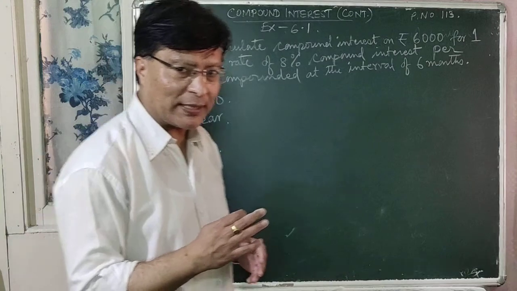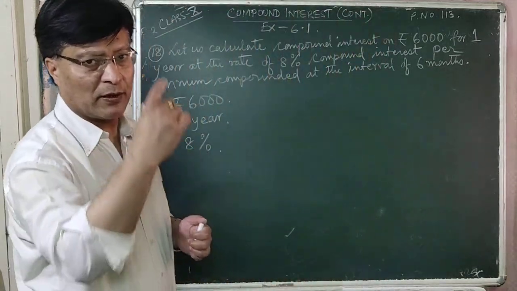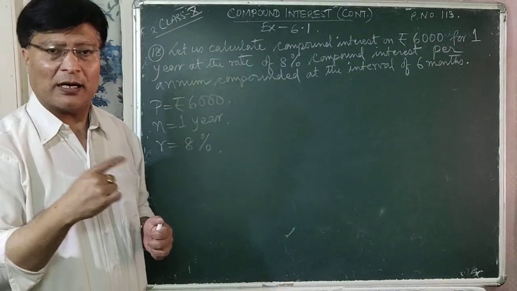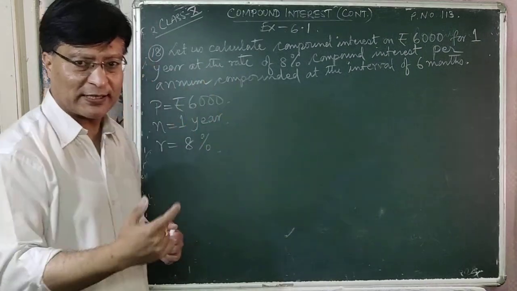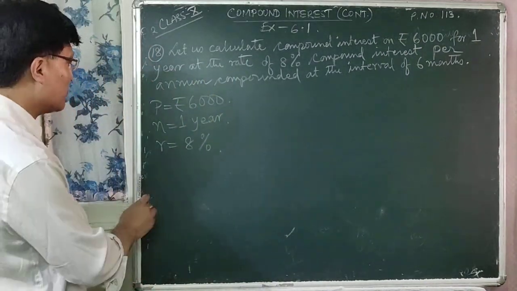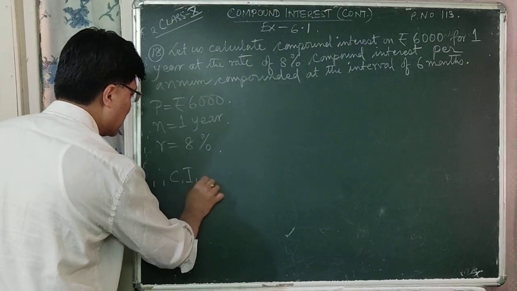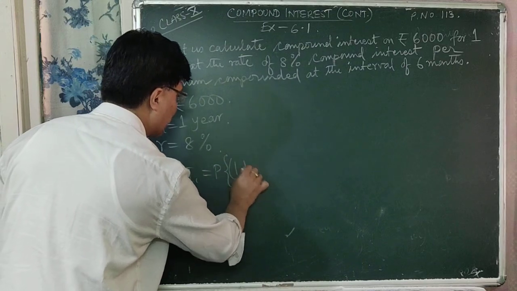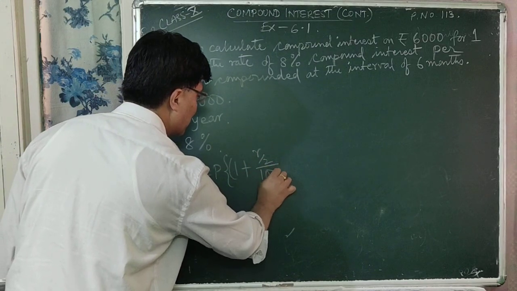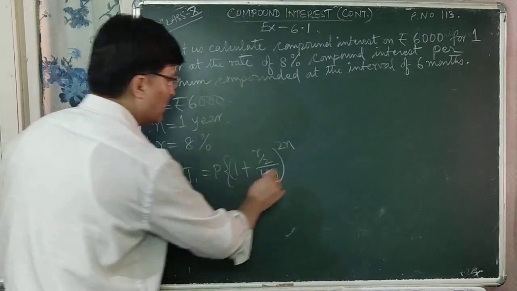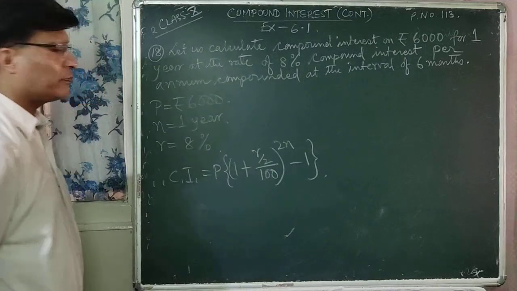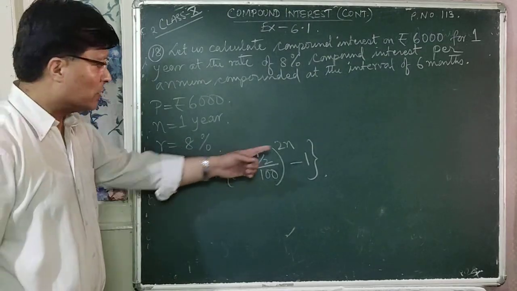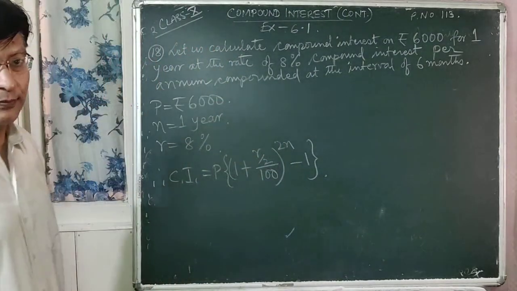Compounded at the interval of 6 months means the first 6 months for the whole year is one phase and the next 6 months is another phase, the second phase. So two phases are there. If two phases are there, which formula is used? CI is equal to P within second bracket 1 plus R by 2 divided by 100 whole to the power 2n, minus 1. Is that clear? This is the formula that you should use for this problem.